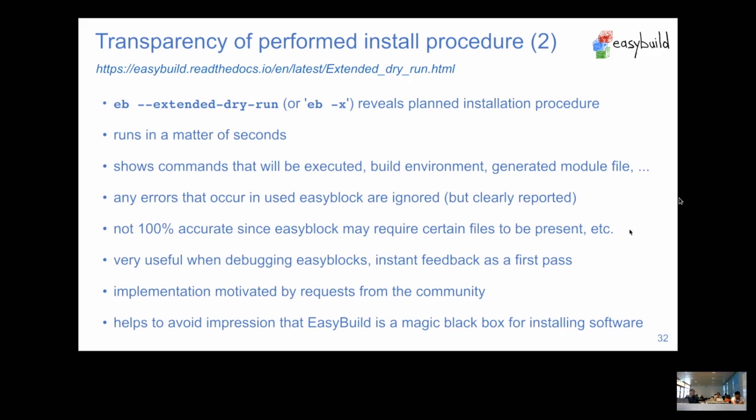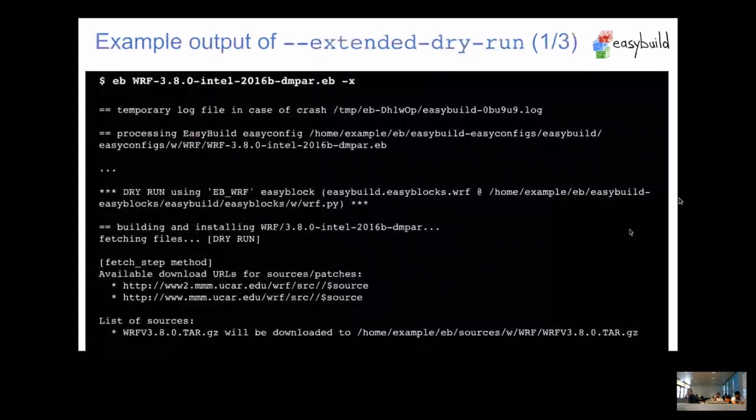And it's certainly very useful when making changes to EasyConfig files or changes to EasyBlocks to evaluate whether these changes are actually being picked up or not. So again, an example here of how this may look. This is for an old version of WRF and an old Intel toolchain, but it's good enough to get the idea across. So this is a dry run.